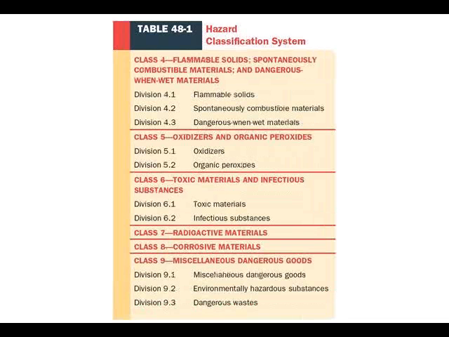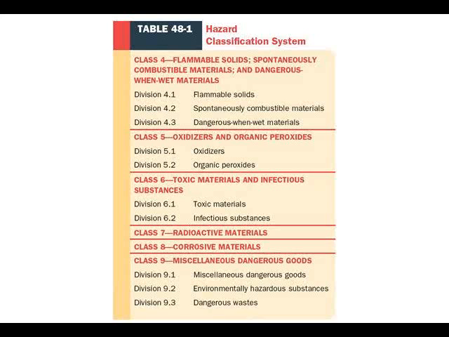Class 3, flammable and combustible liquids. Class 4 is the flammable solids, some of these being spontaneously combustible, and some of them dangerous when wet. So 4.1 is flammable solids, 4.2 spontaneously combustible materials, 4.3 dangerous when wet. So if you put water on those trying to protect, you may actually end up with a fire. Class 5 are the oxidizers, whether we're talking specific oxidizers or organic peroxides.